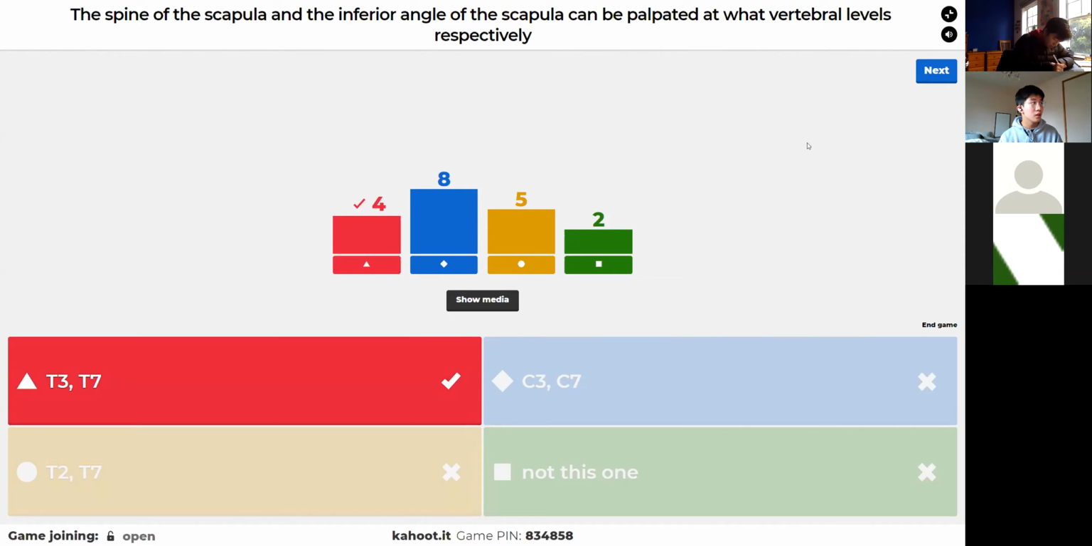The reason this is useful is for when you do your clin skills exam for the MSK shoulder joint, you can palpate your spine of the scapula fairly easily, and that can help orientate yourself as to which vertebral level you're around. And same with the inferior angle. Probably a bit more difficult to palpate, but you can palpate it.